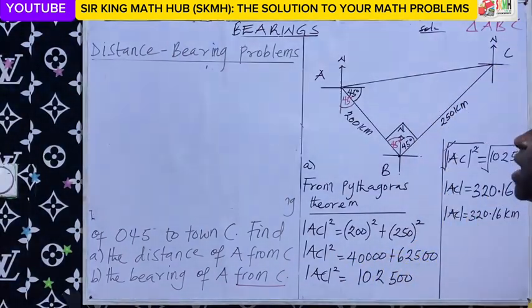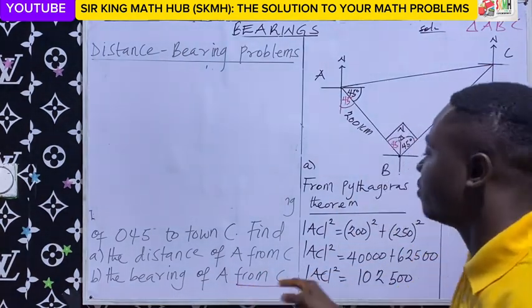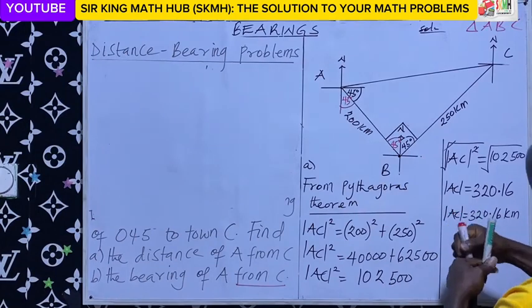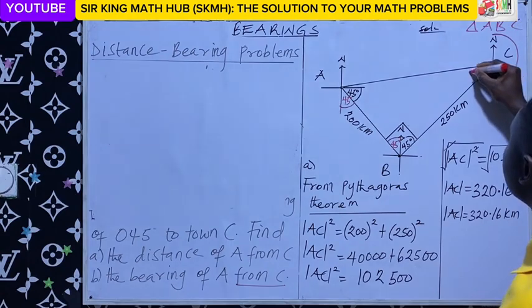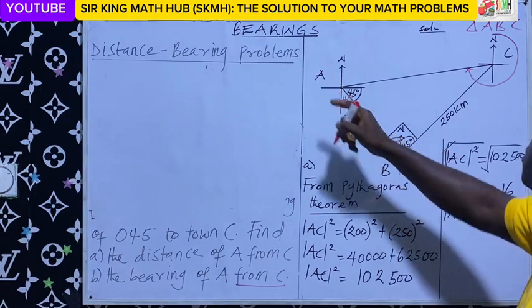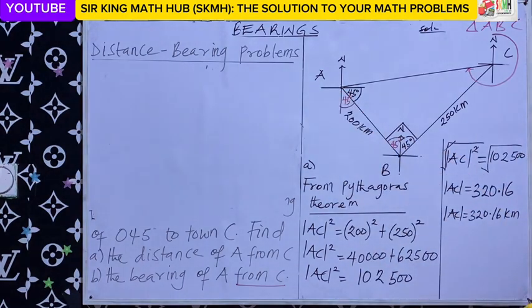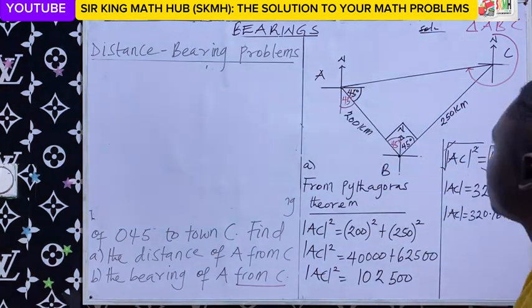For three-figure bearing, angles are read from the geographical north. The bearing of A from C means that starting from C, from the geographical north, we move until we get to the line connecting town A.